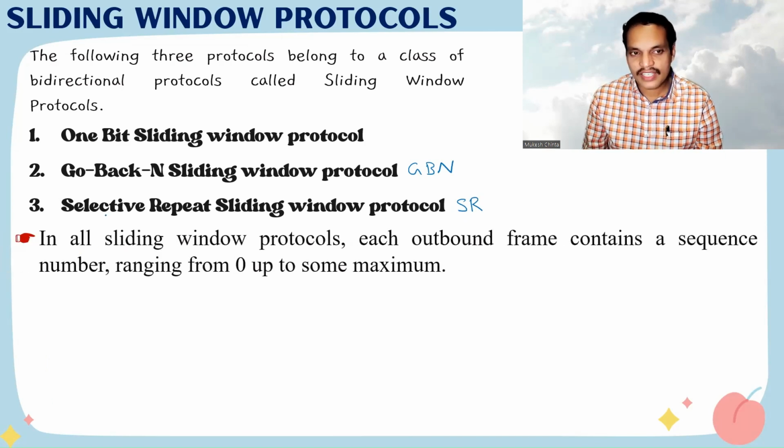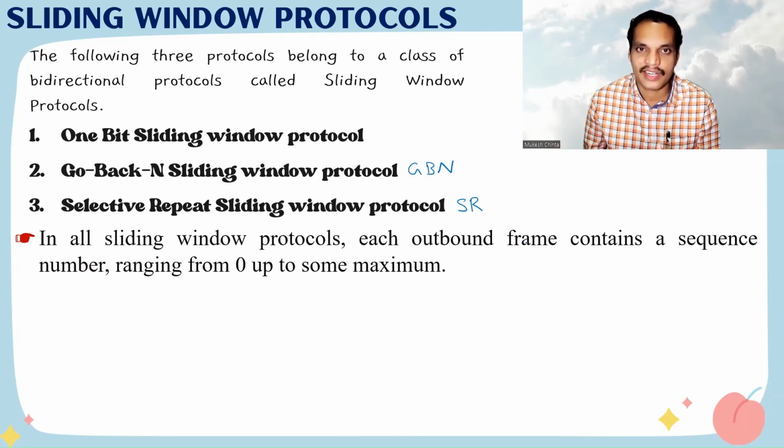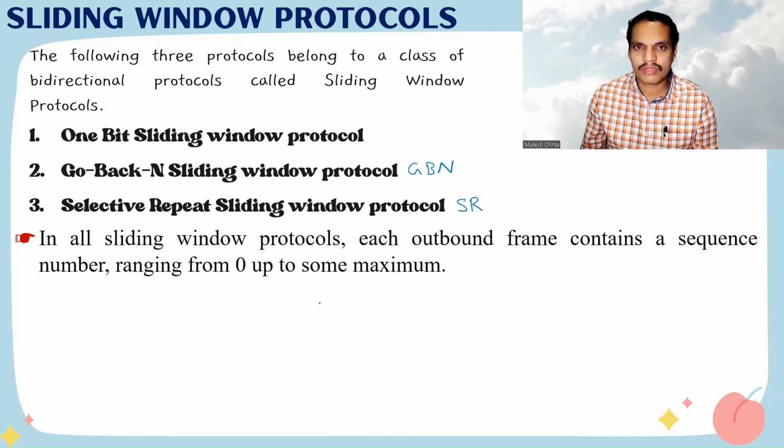Now, for these sliding window protocols to work, the first and foremost requirement is that each and every outbound frame must have a sequence number attached to it. Unless there is a sequence number on the frame, these sliding window protocols cannot work. If you ask me, sir, what is the range of the sequence number? What is the maximum range that it can have? There is no such fixed thing.